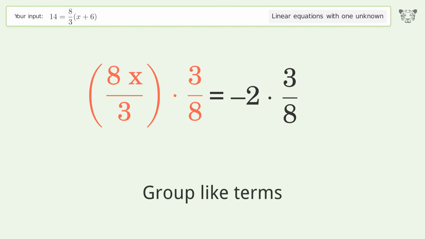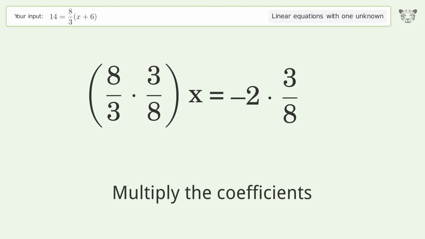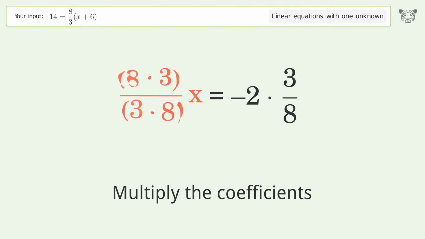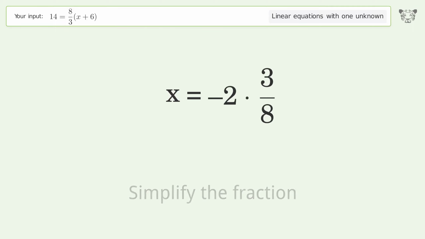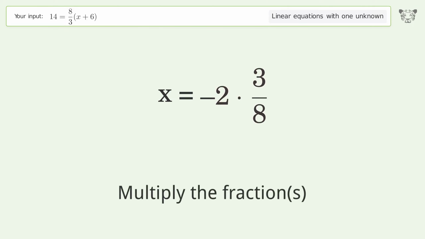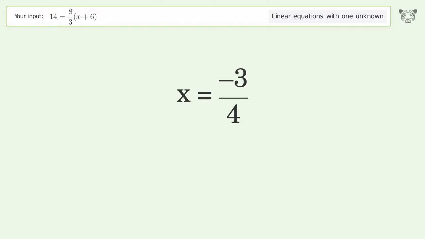Group like terms. Multiply the coefficients. Simplify the fraction. Multiply the fractions. Simplify the arithmetic. And so the final result is x equals -3/4.